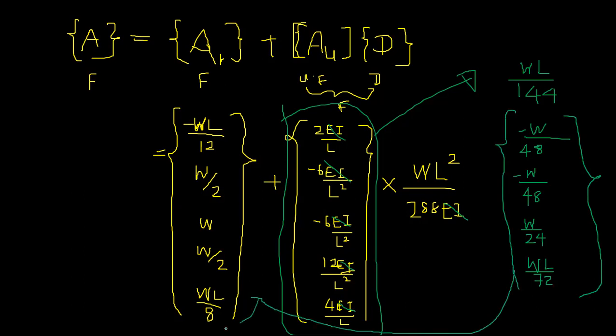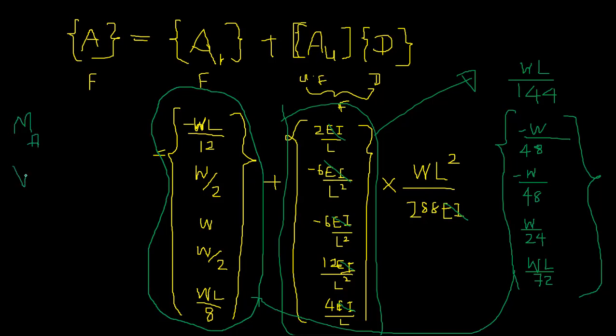So you need to add these to this matrix, right? So once you add it, your final values are going to be: this is MA, this is VA, this is VB, this is VC, and this is MC. And this is going to be 48, 48, so it's 48 over 4. So that's going to be minus 5 WL over 48.